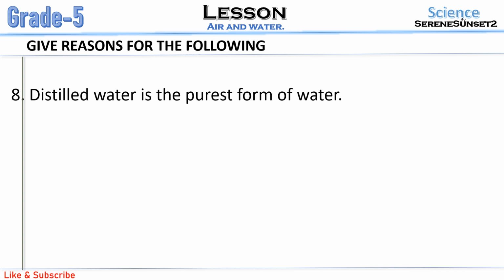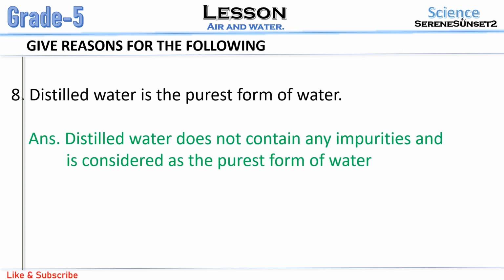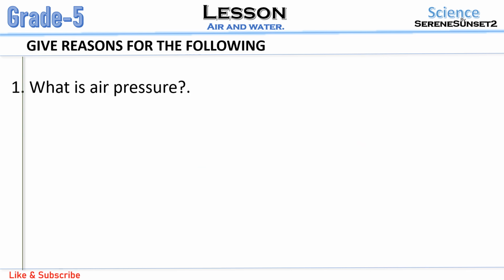Distilled water is the purest form of water. Why is distilled water the purest form of water? Let's have a look at the answer. Distilled water does not contain any impurities, so it is considered the purest form of water. Let's have a look at the next question.